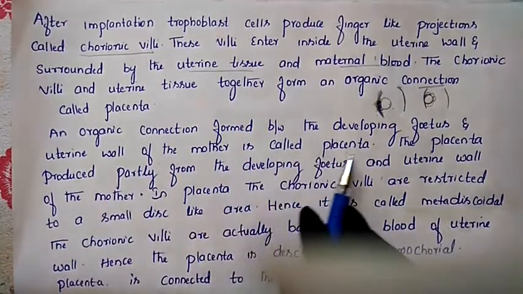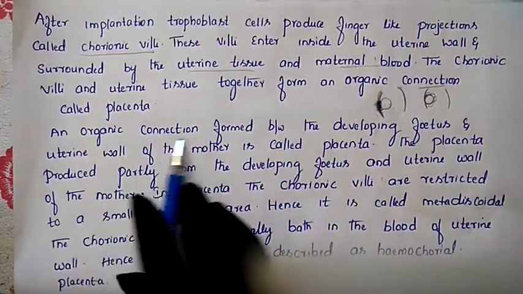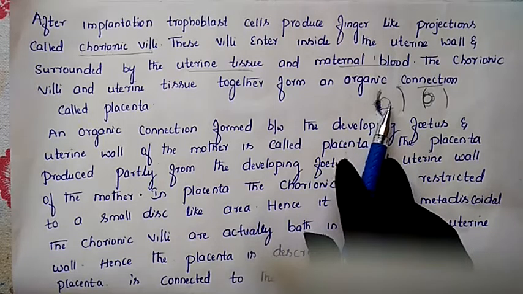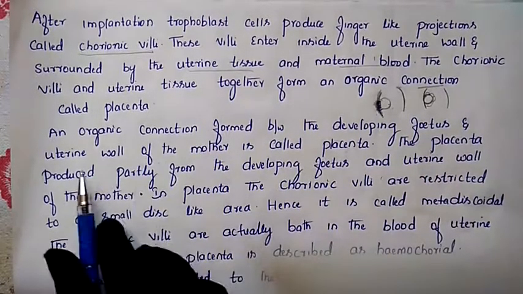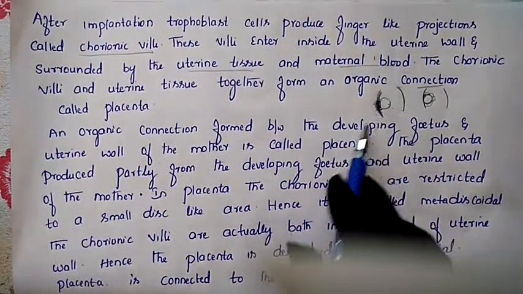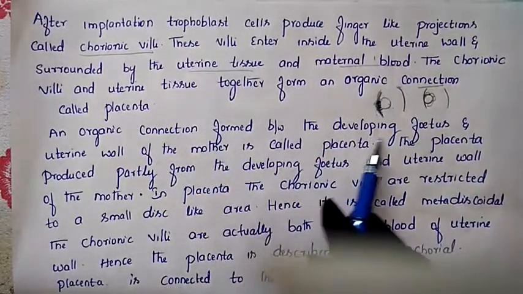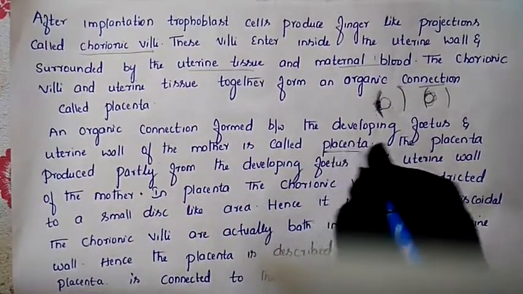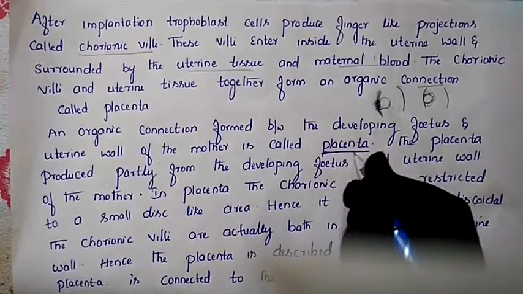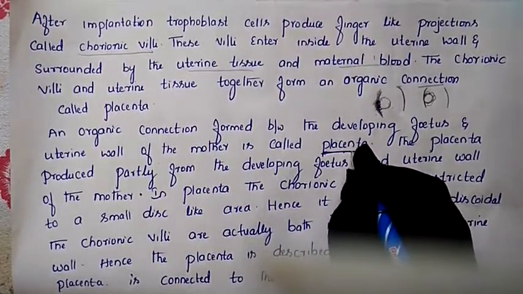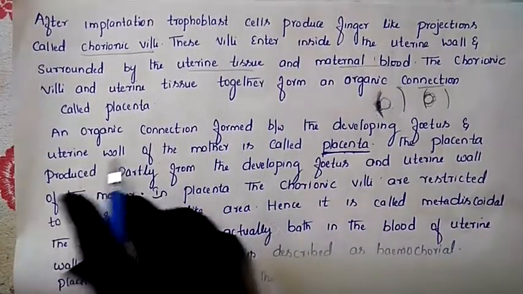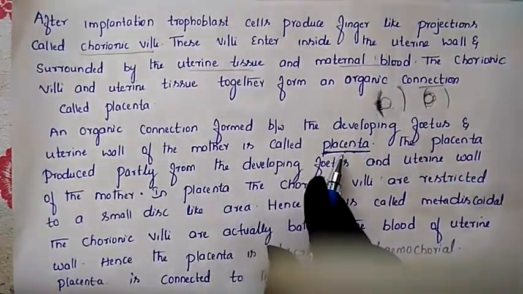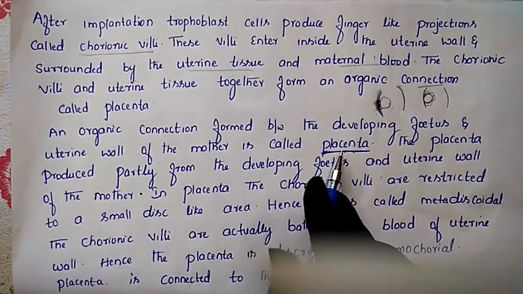Now another definition: what is the placenta? An organic connection formed between the developing fetus and the uterine wall of the mother is called the placenta. This is the developing fetus and this is the uterine wall. This is one of the important questions. A question may be asked: define placenta. An organic connection formed between the developing fetus and the uterine wall of the mother is called the placenta.